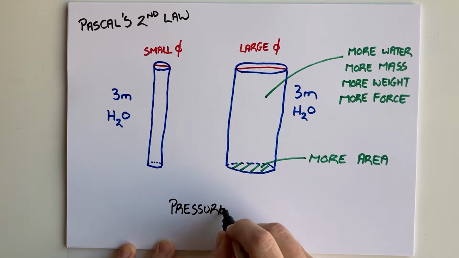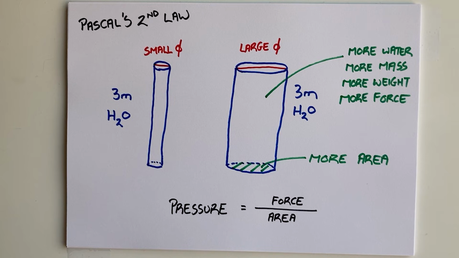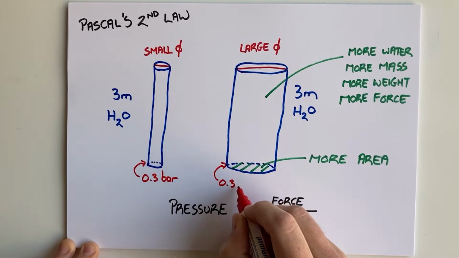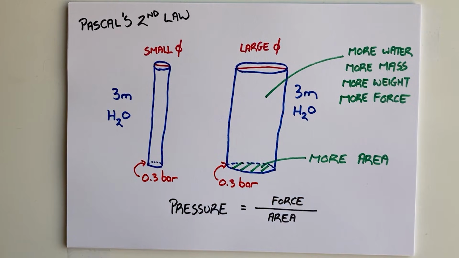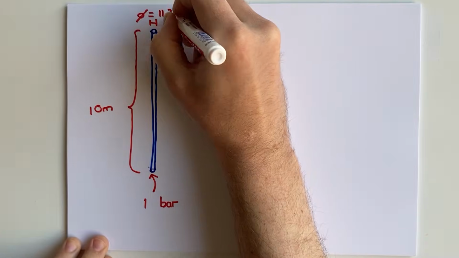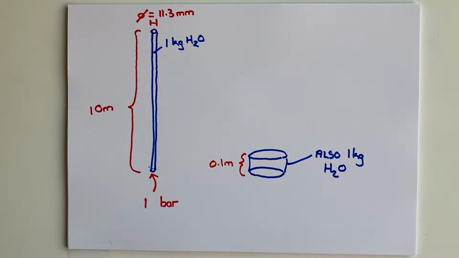Pressure is force divided by area, so the pressure at the base of any column of fluid doesn't change by making the column have a larger diameter. This idea is actually called Pascal's second law. It states that the pressure exerted by a column of fluid depends only on the height of that column of fluid and not on the amount. So a kilogram of water will exert a much higher pressure if it's contained in a long thin tube than if that same kilogram of water was simply sitting in a glass.